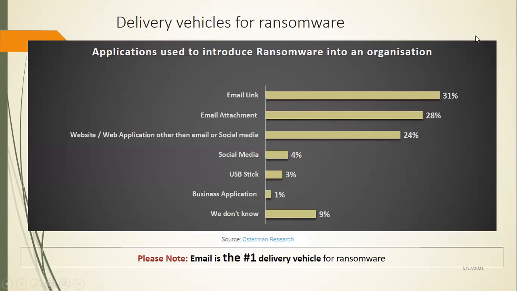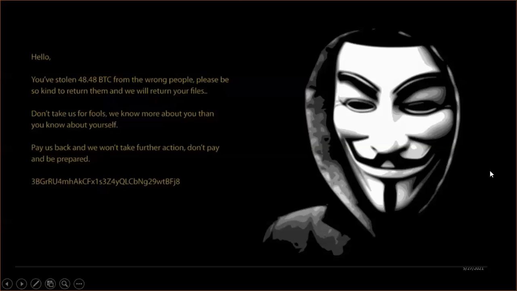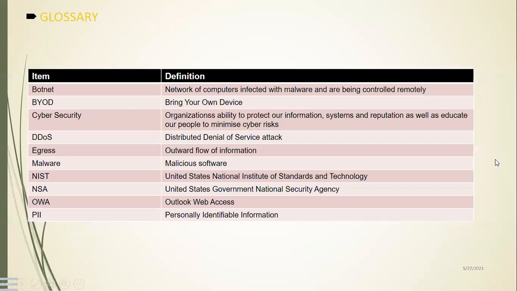So this brings me to my almost finishing end, delivery vehicles for ransomware. The most common way to deliver ransomware is email link, followed by email attachment, and then websites that you access, social media, USB sticks, business applications, and then we don't know that one. Email is the number one delivery vehicle for ransomware, and I think since we're in cybersecurity, we are all aware of that. So this brings me to my conclusion.